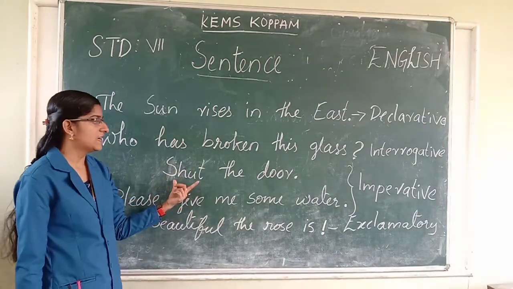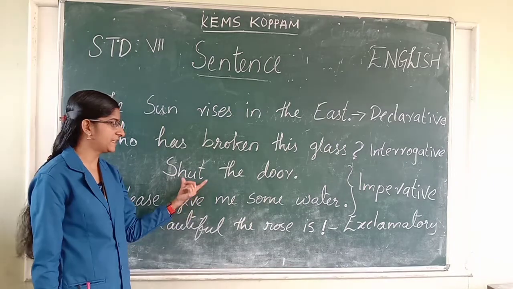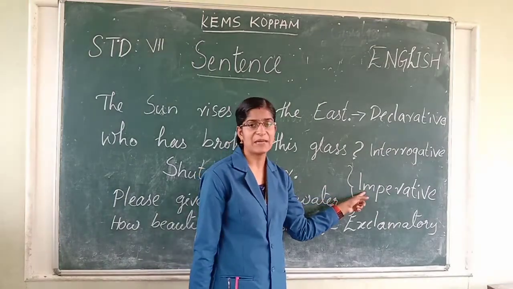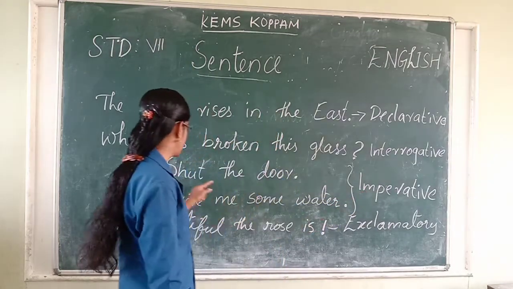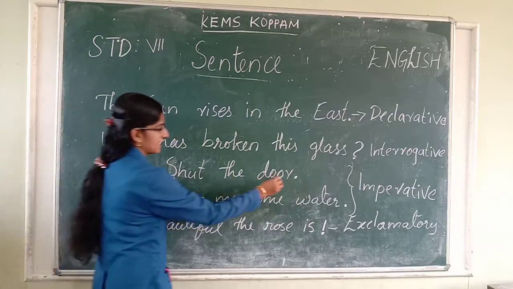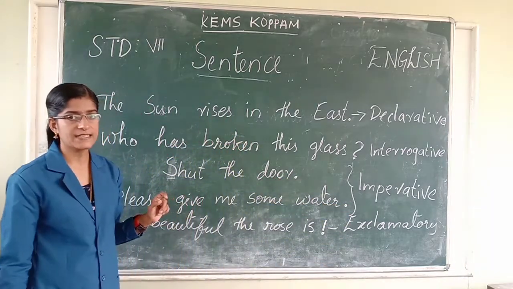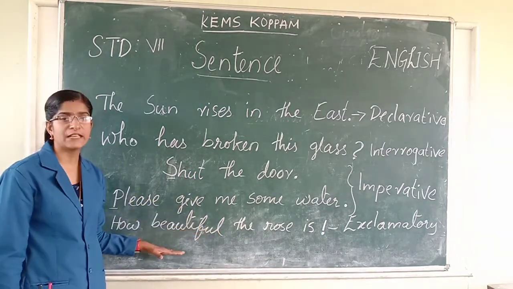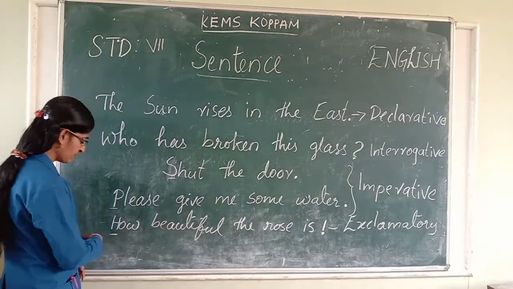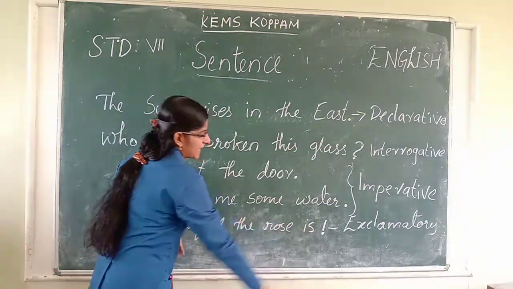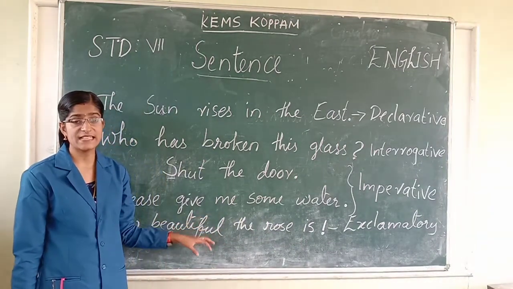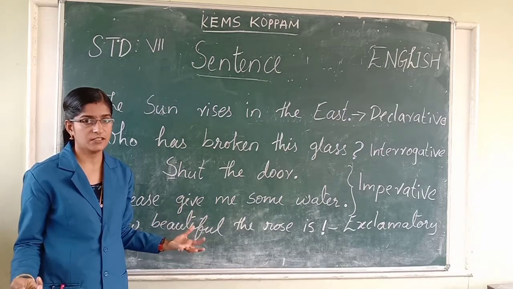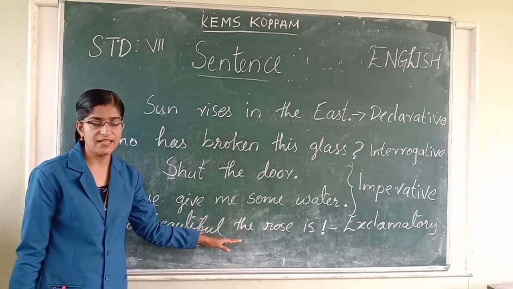The third one, commands and request. If it is a command or request, we call such sentences imperative sentences. It starts with a capital letter and ends with a full stop. So it is imperative sentences. And the last one, how beautiful the rose is. It starts with a capital letter and ends with an exclamation mark. So such sentences express our sudden strong feelings. Okay, so it is called exclamatory sentences.